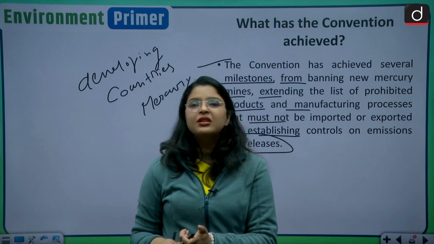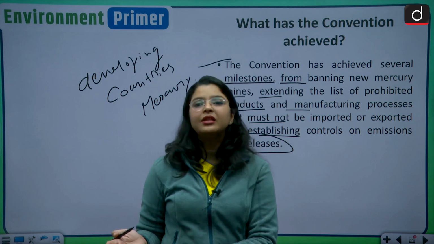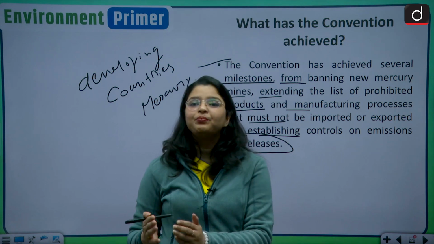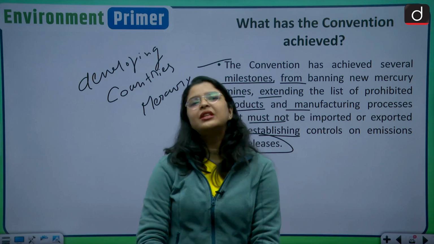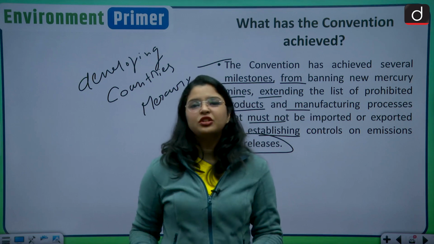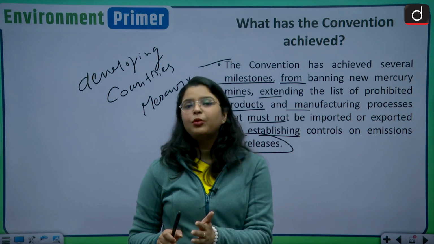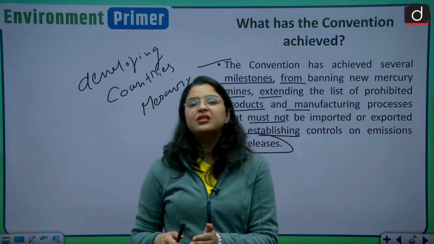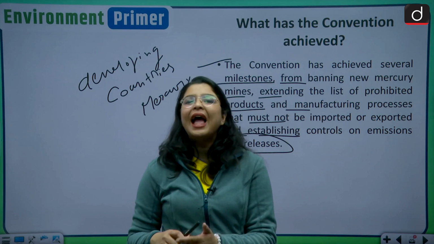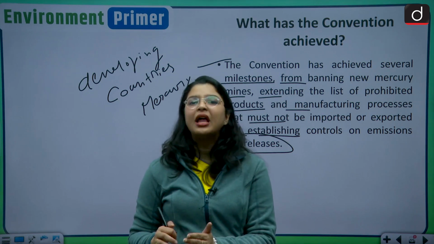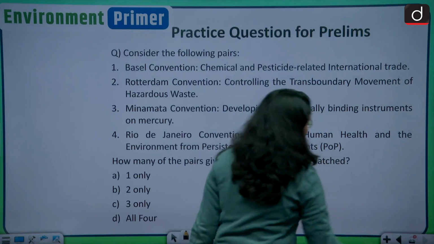So yes, despite technological transfers and financial aid that are given to the developing countries, their huge dependency on mercury remains one of the top challenges that still has to be addressed by this Minamata Convention. So with this, we come to a conclusion of our today's discussion. We have seen mercury pollution. We have also examined the sources of mercury pollution. We have also seen why it is necessary to control mercury pollution. We have also seen the Minamata Convention and its achievements till date, and the challenges which still remain to be conquered. Now let us analyze a practice question for your prelims examination.